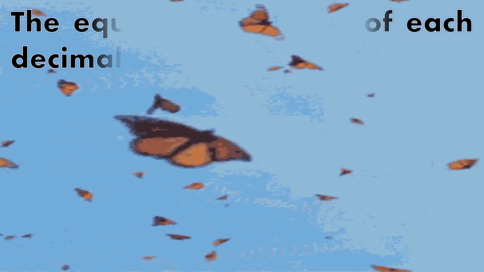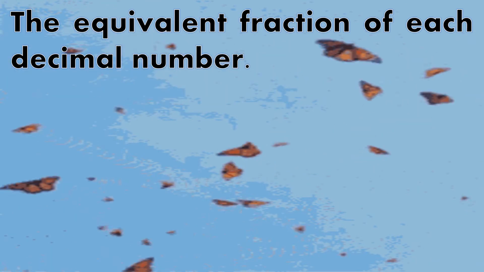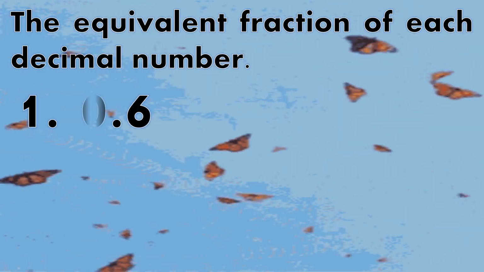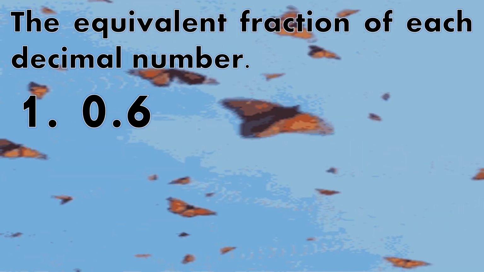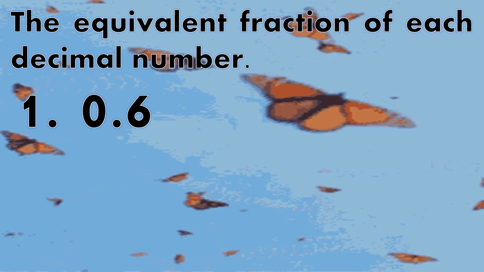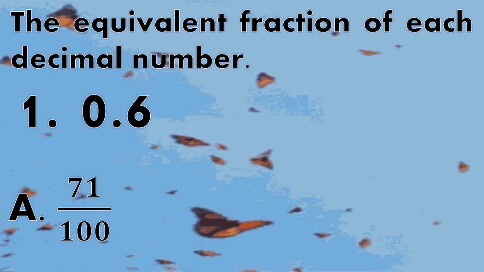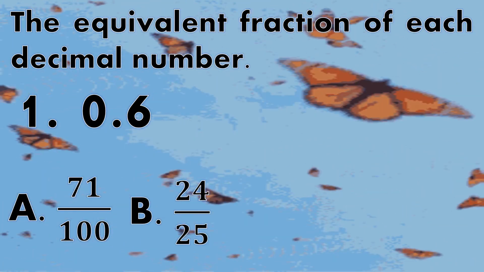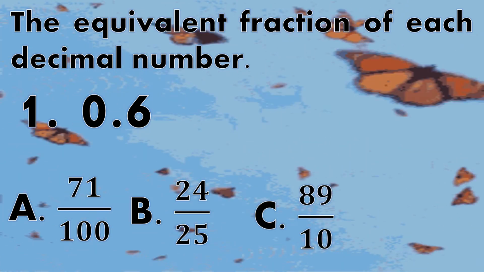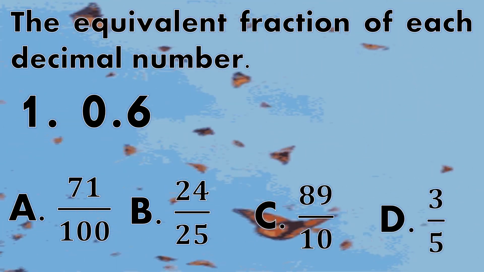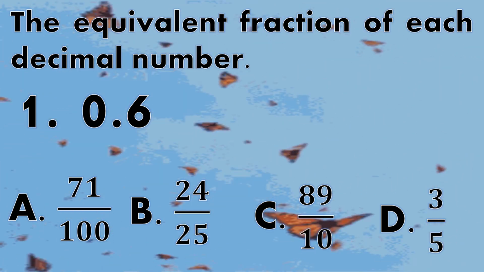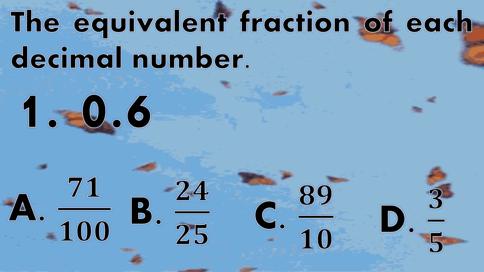Now class, let's try your understanding. Find the equivalent fraction of each decimal. Number 1 is 6 tenths. Is it A, 71 over 100? B, 24 over 25? C, 89 over 10? Or D, 3/5 or 3 over 5? What do you think is the answer?